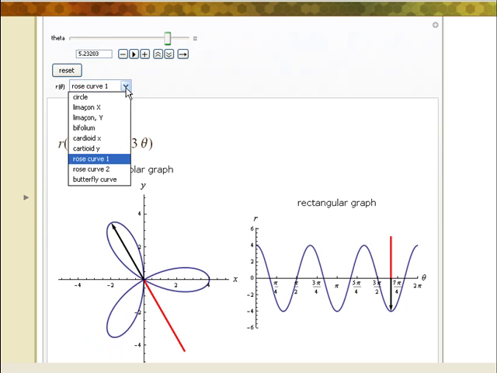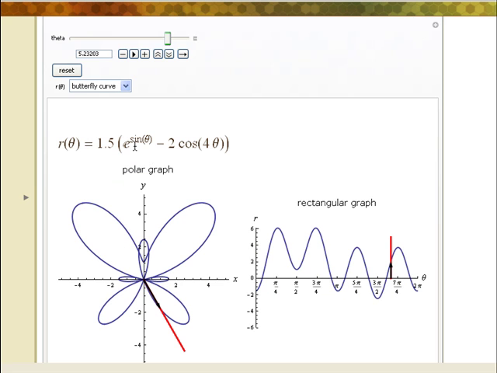Alright, one more here, just to give you an idea of how complicated these things can get. So this is not one of our standard curves. This is a butterfly curve. And you'll notice this is 1.5 times e to the sine theta minus 2 cosine 4 theta. So these graphs can get as complicated as you want. You don't have to stick with just simple graphs. You can throw in e to the power or natural logs or anything that you like in there.